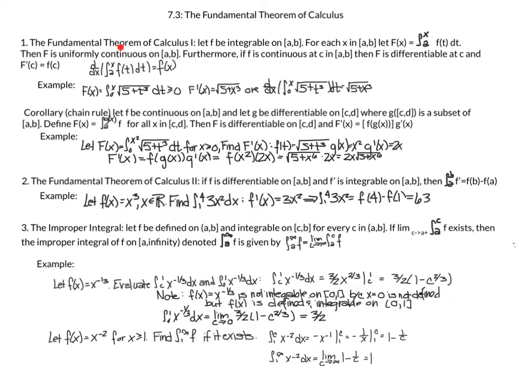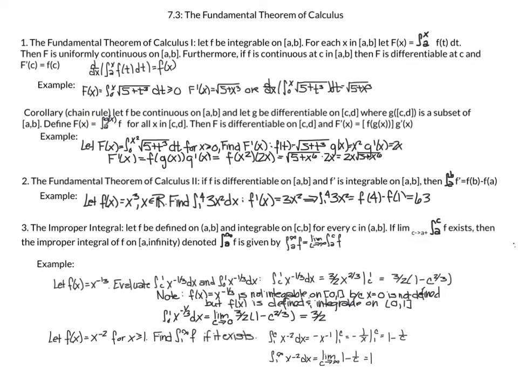We have this alternate form of this theorem right here as well. And we have a quick example, which we will go through in more detail later in this video. Then we have this corollary based on the chain rule. Let little f be continuous on [a, b], and let g be differentiable on [c, d], where the image of [c, d] under g is a subset of [a, b].